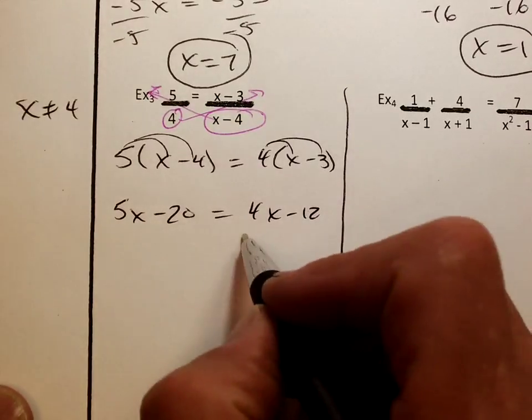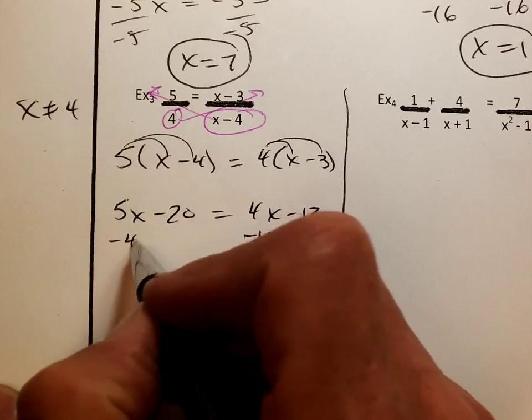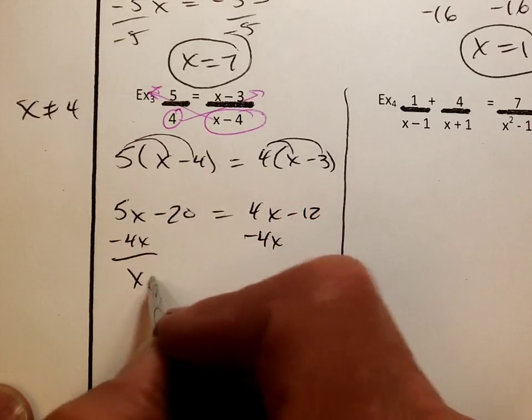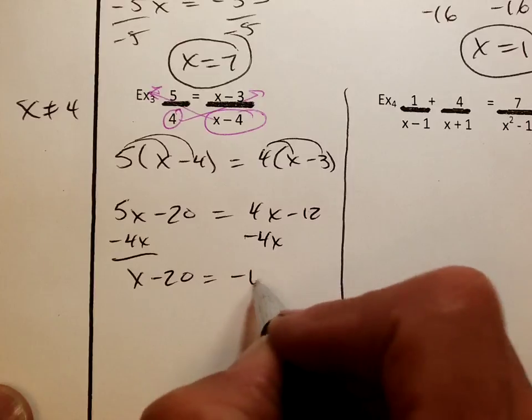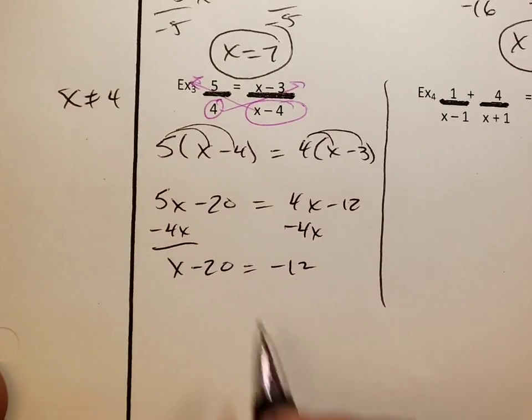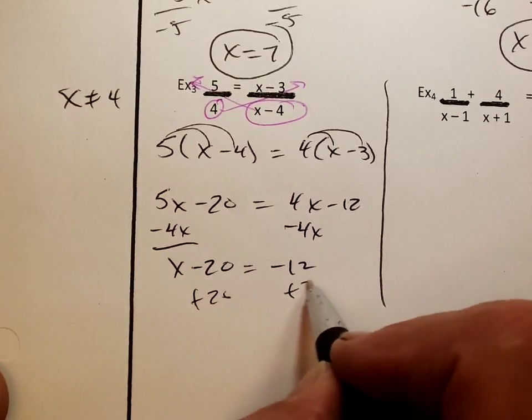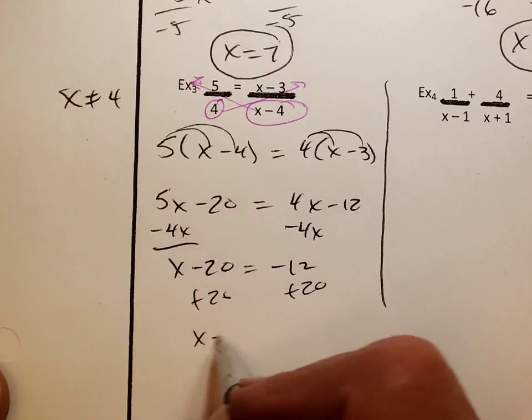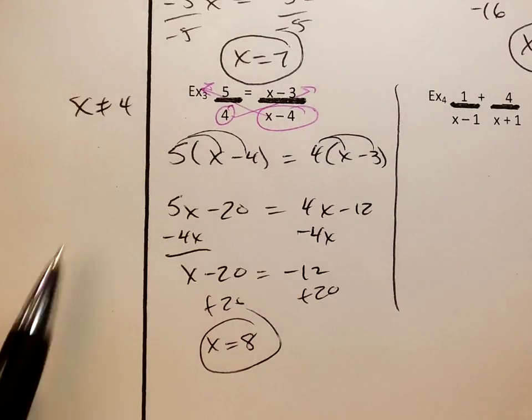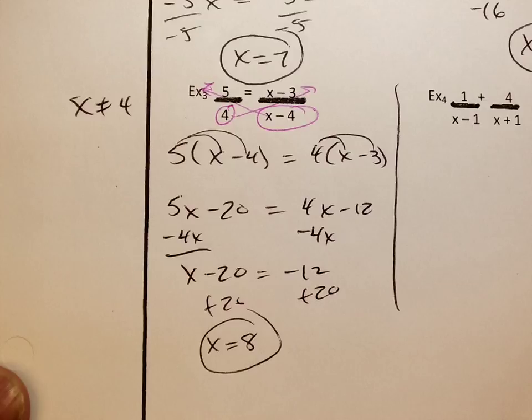Just get a minus 4x, minus 4x. I get 1x minus 20 equals negative 12, plus 20, plus 20. I think that's x equals positive 8, which is fine as long as it's not a 4, right? We're good. 8 works. 4 doesn't, but 8 works, okay? How am I doing? These are pretty easy.